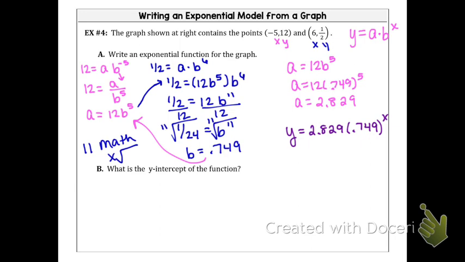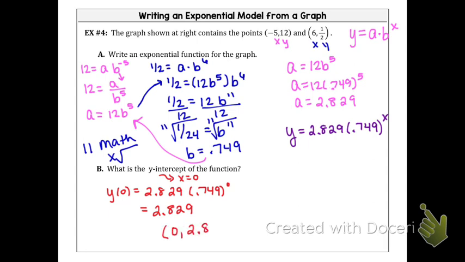Part B says, what is the y-intercept of the function? Remember, at the y-intercept, x is equal to 0. So we're looking for when x is 0. So 2.829 times 0.749 raised to the 0. And so we work that out, and we get 2.829. So my y-intercept is going to be (0, 2.829).